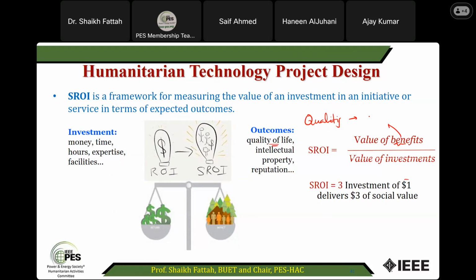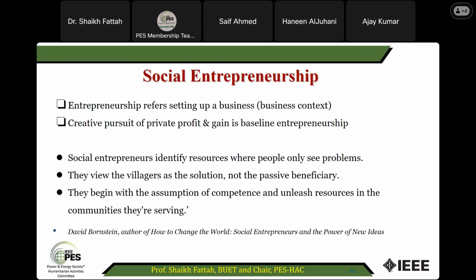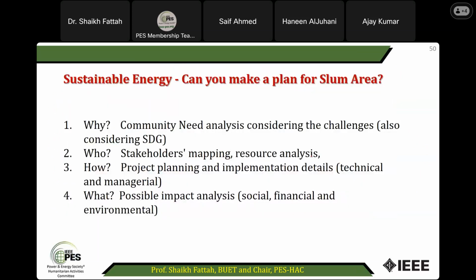So if there are 10 families, it is multiplying that. So this is called social return on investment. Next we'll be discussing this particular topic, not today. Another interesting topic is social entrepreneurship. I'll be discussing more on the next topic. And as I said, the next lecture will be more, you people will be discussing.